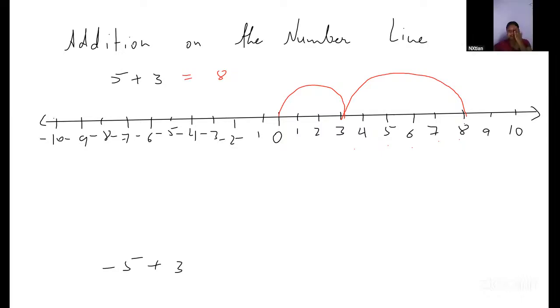But if the question says to do it using a number line, then this working has to be there. Make a number line, write the numbers, show it with the arrows, and then write the answer. I know you all can do 5 plus 3 equals 8 in your sleep also. But when the question says do it using a number line, please make a number line and show the procedure and then solve it. Got it? One more we will see.